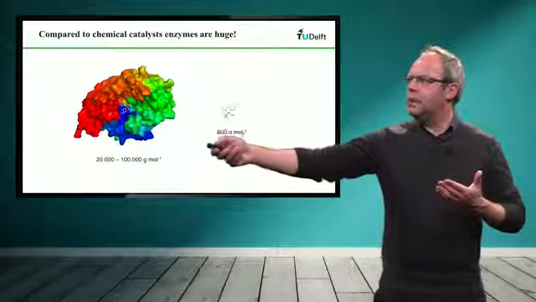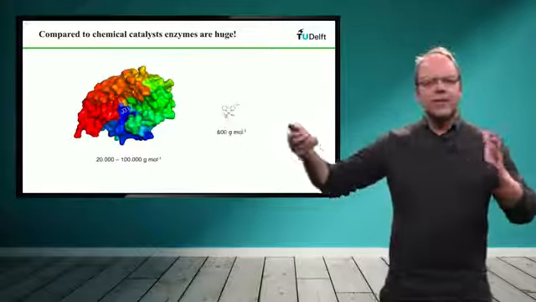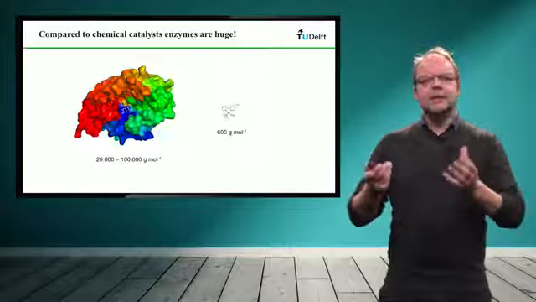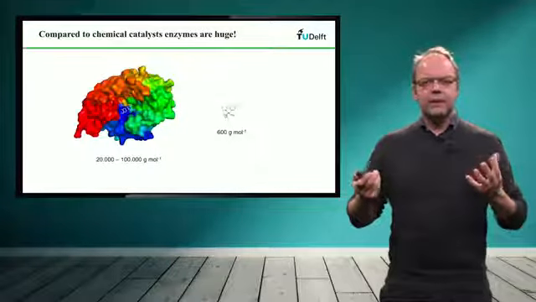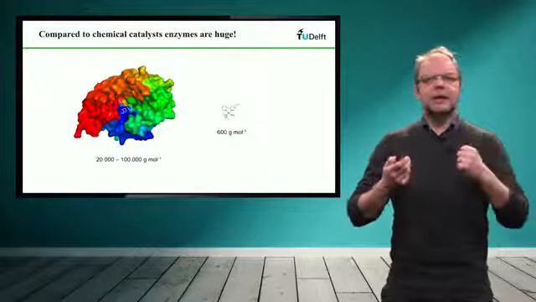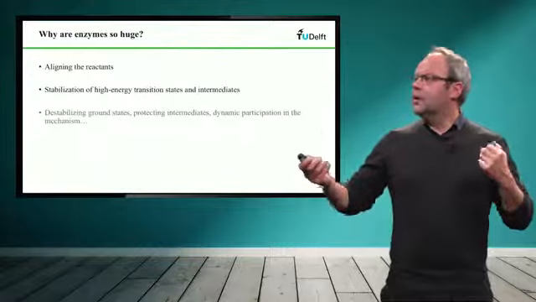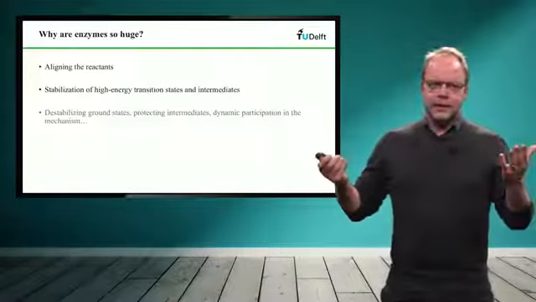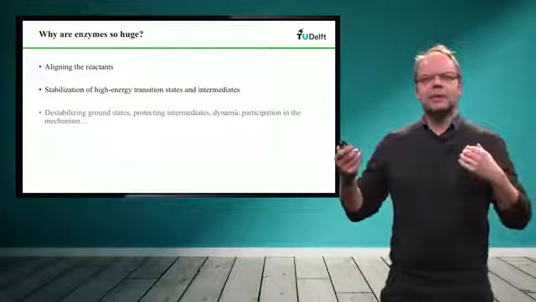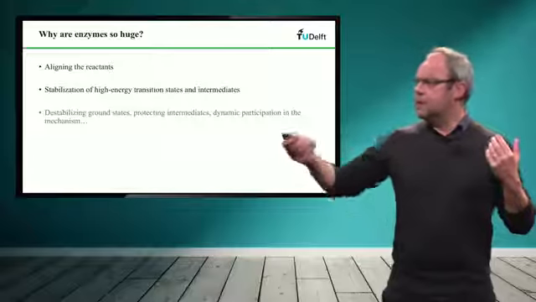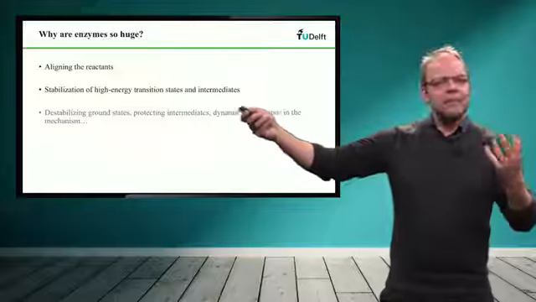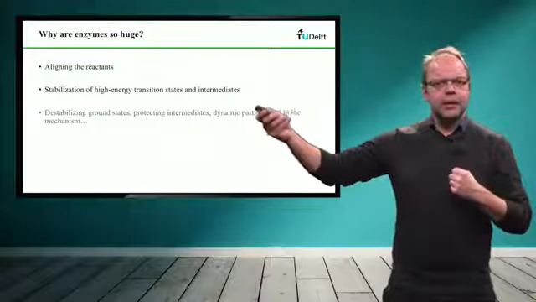It is the very well-defined three-dimensional structure of an enzyme that in the end builds up the enzyme active site and brings the reagents and the substrates together to form the catalytic active site and make the reaction happen. So there are many factors that actually influence or are influenced by the structure of the enzyme for the catalytic properties. One of them is aligning the reagents. Another one is the stabilization of high energy intermediates in the reaction.